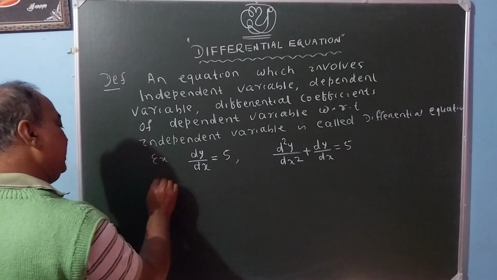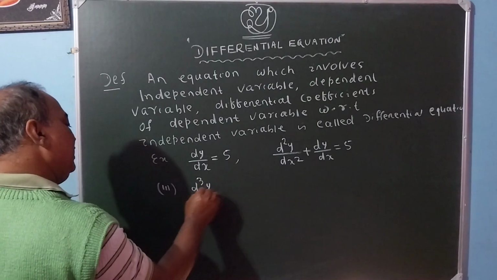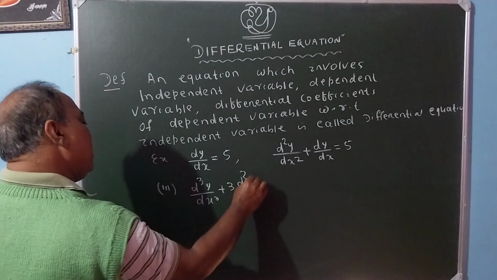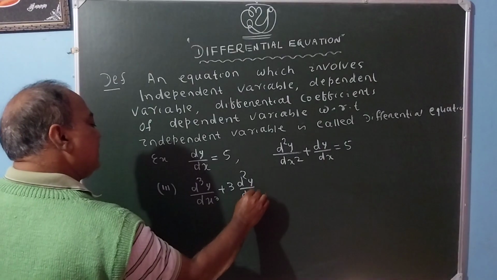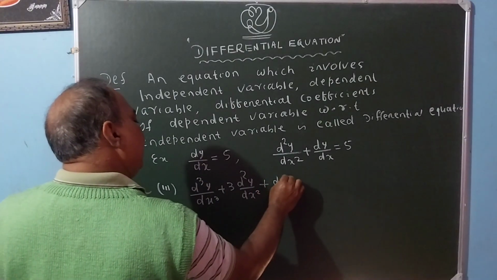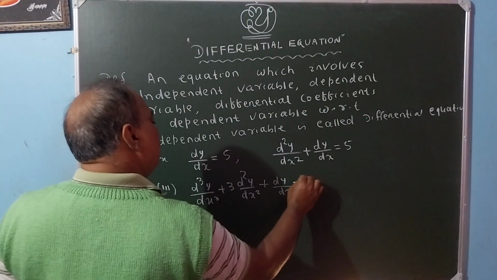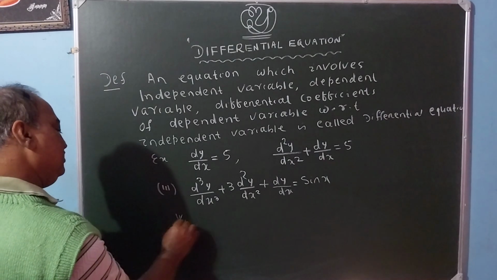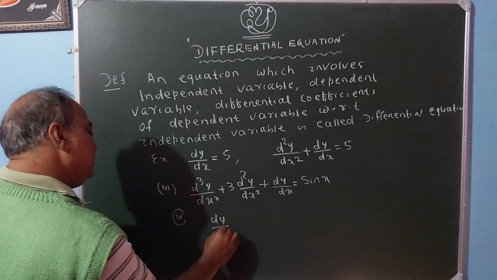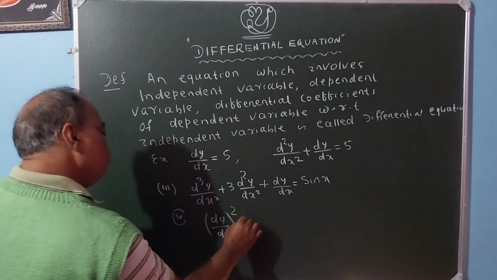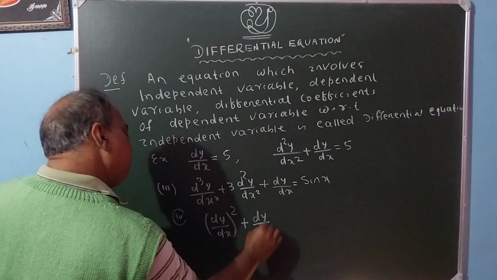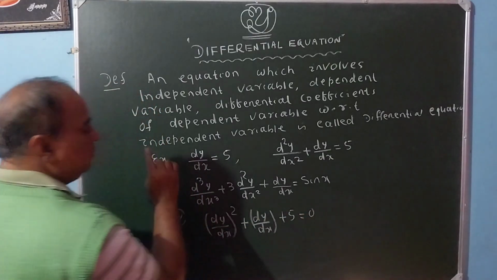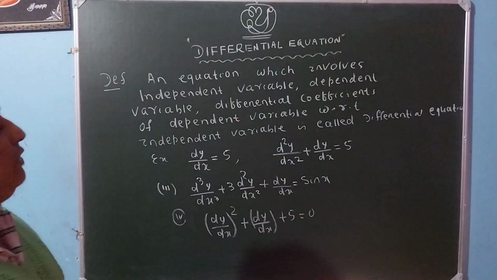So write down example 3. d cube y by dx cube plus 3 d square y by dx square plus dy by dx is equal to sin x. Okay. Third one is (dy by dx) whole square plus dy by dx plus 5 is equal to 0. These are examples of differential equation.